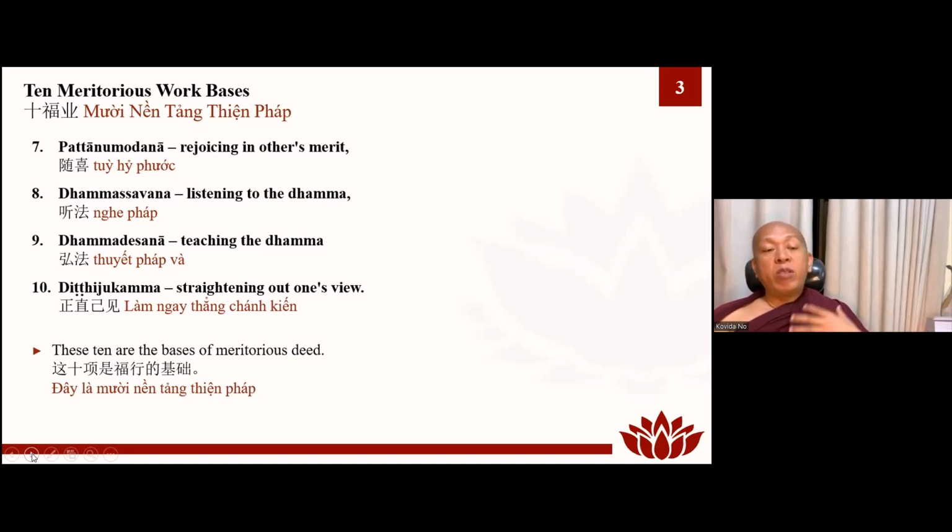So when we have this kind of wrong view, like no cause, no conditions, this is also called wrong view. That means you are not doing good and bad, this is also wrong view. There's no benefit of dana, this is also wrong view. So we have to correct our view. There's a cause and effect relationship. There's good and bad, good actions and bad actions. That's the benefit of dana, the benefit of good and bad actions. So when we have this kind of belief, we have Ditthijukamma, straightening out our view. So these are called the 10 meritorious work bases.